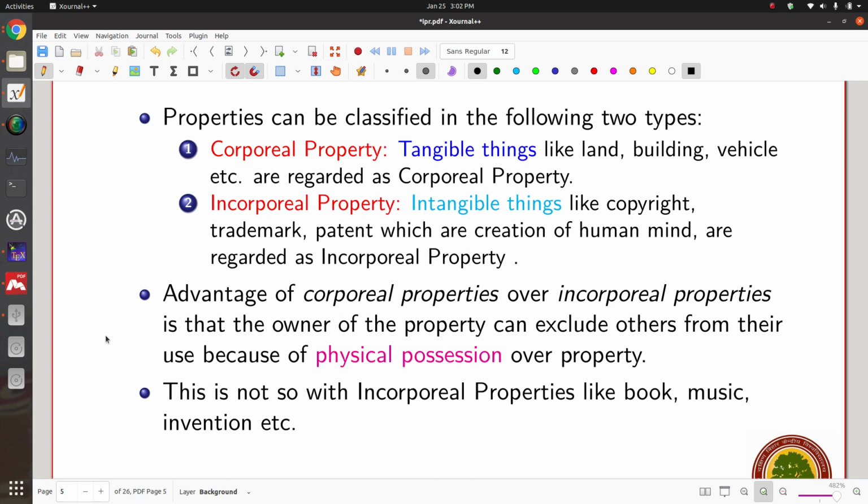आप उसे आसानी से किसी दूसरे व्यक्ति को उसे यूज करने से रोक सकते हैं. आप अपने व्हीकल को यूज करने से किसी को भी आसानी से रोक सकते हैं. But suppose if you have a book that you have written, you cannot easily stop others to use your book. Or if you create a painting, drawing, something, it will be very much difficult to protect that property, to disallow other people to use that property.